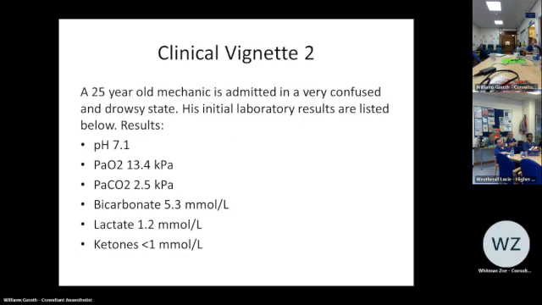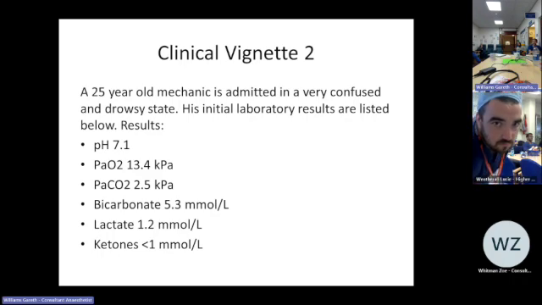So in the room with me, a 25-year-old mechanic is admitted very confused and drowsy. Initial laboratory results are as below. So guys, what do we think?